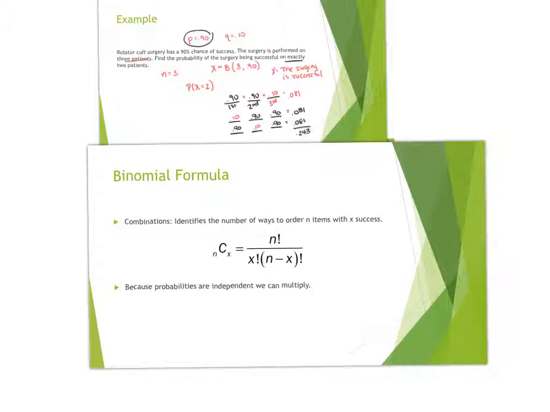And this identifies the number of ways to order n items with x successes. We write it as nCx, or another way of saying this is n choose x. So in ours, our n was 3, our x was 2. So this was 3C2, or 3 choose 2. And this symbol here, if you've never seen it before, the exclamation point, is what we call a factorial.